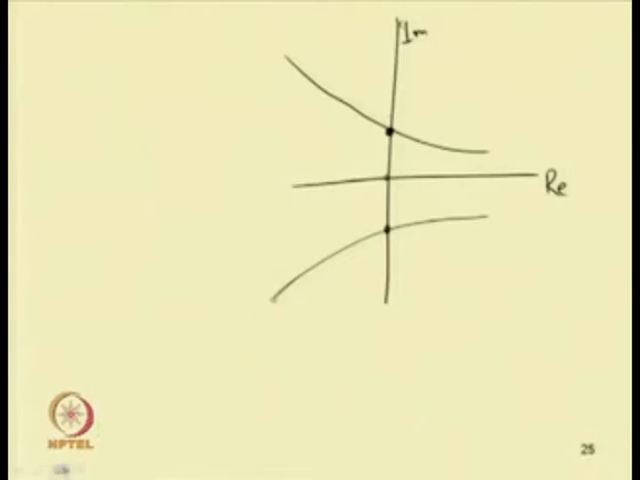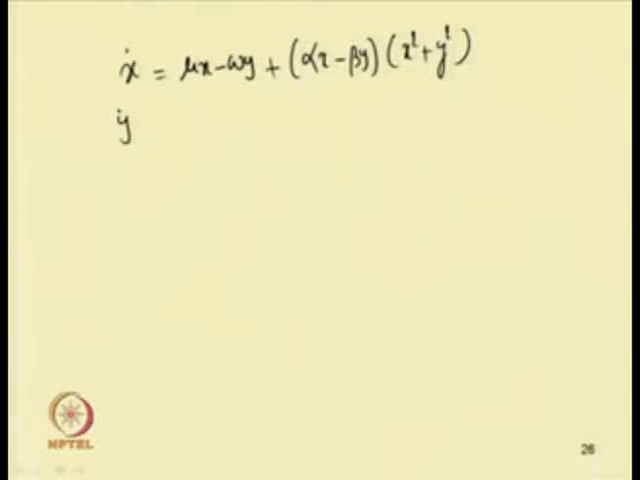So, what will happen to the response of the system? In this case x dot equal to mu x minus omega y plus alpha x minus beta y into x square plus y square, and y dot equal to omega x plus mu y plus beta x plus alpha y into x square plus y square. For the equilibrium position, our x dot and y dot become 0.